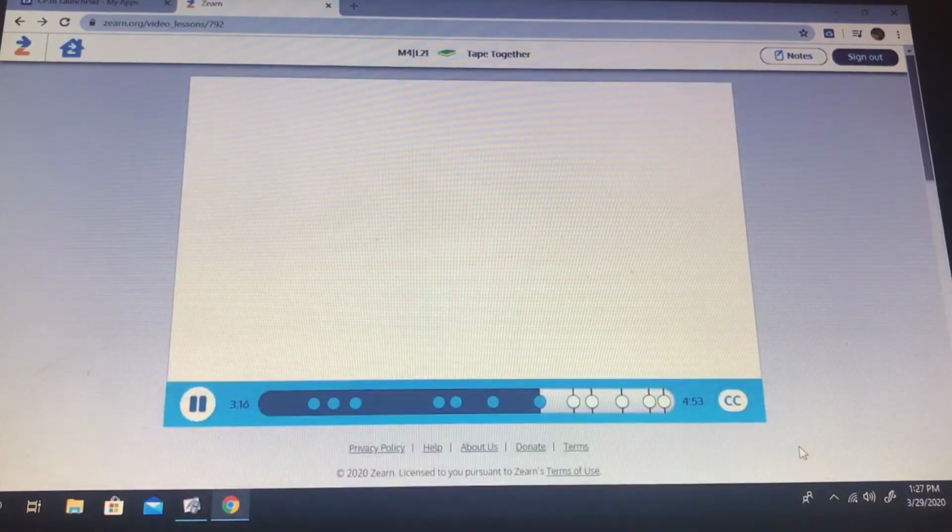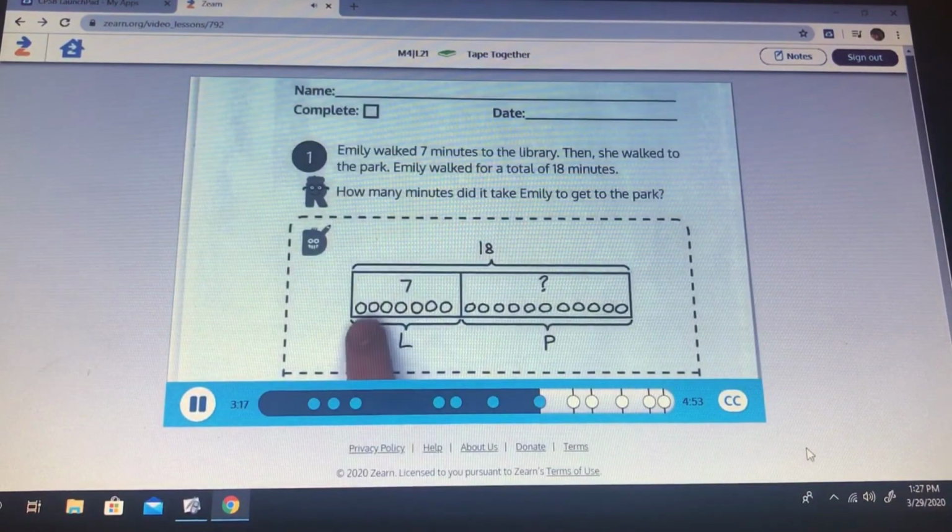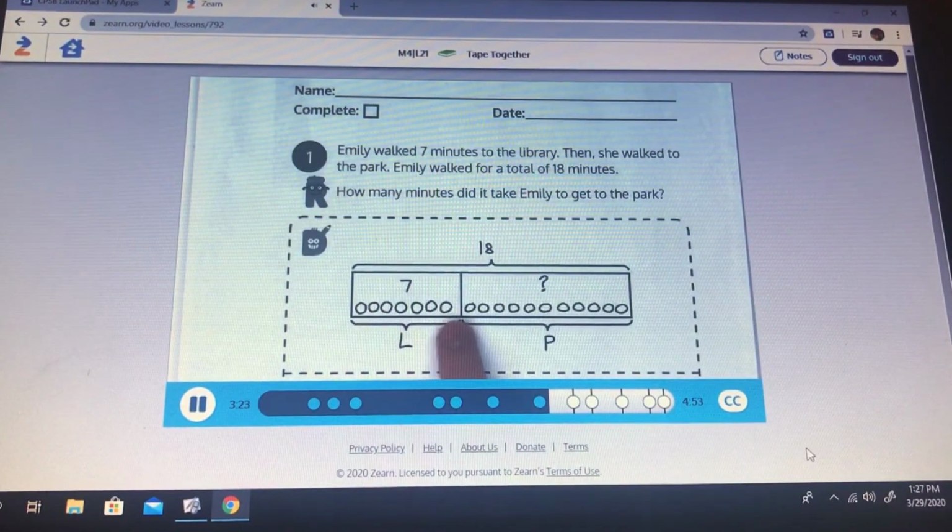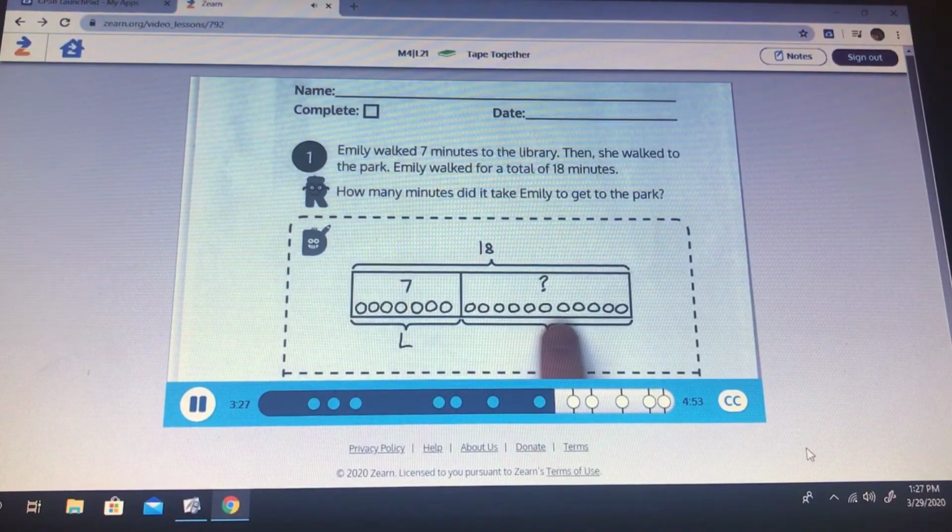I started at 7 and counted on until I got to 18 total. 7, 8, 9, 10, 11, 12, 13, 14, 15, 16, 17, 18. I have 18 total circles for the 18 total minutes Emily spent walking.